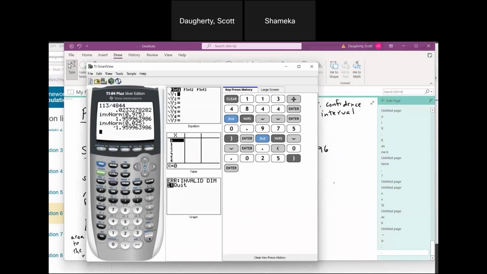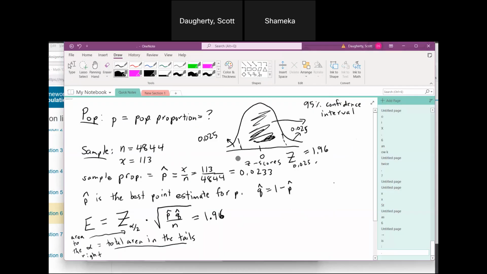Then you would get a negative 1.96, and you're actually getting this z-score on this side. So there's a symmetry to this. If this is positive 1.96, then this side would be negative 1.96, as long as the area in the tail over here is the same as the area in the tail over here, which it is, right?